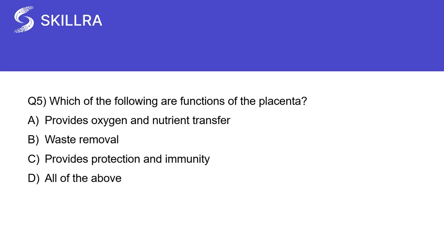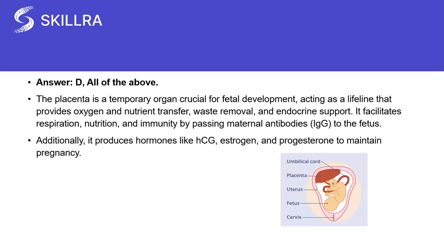Question 5. Which of the following are functions of the placenta? Option A, provides oxygen and nutrient transfer. Option B, waste removal. Option C, provides protection and immunity. Option D, all of the above. The correct answer for this question is option D, all of the above.